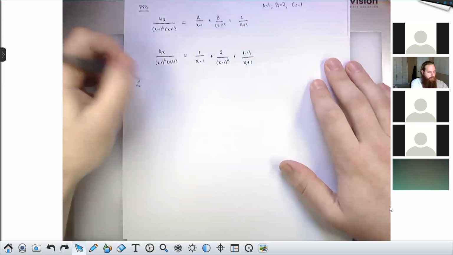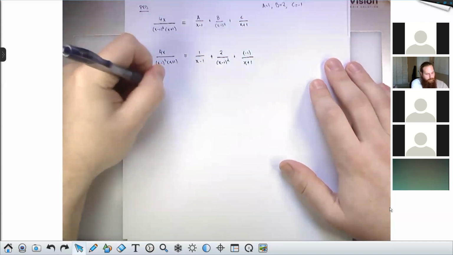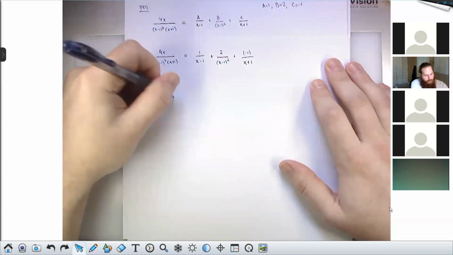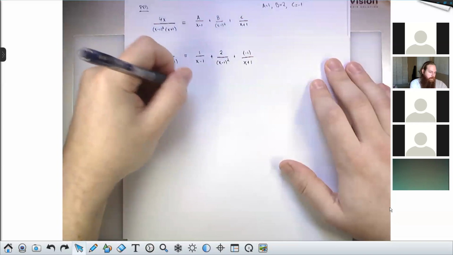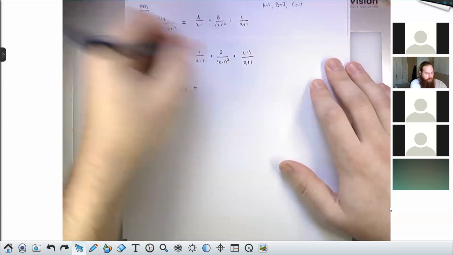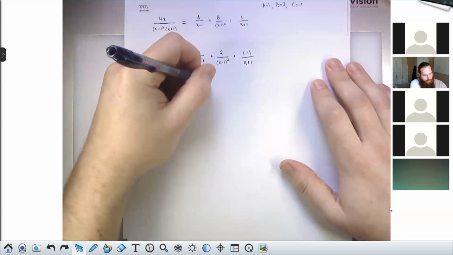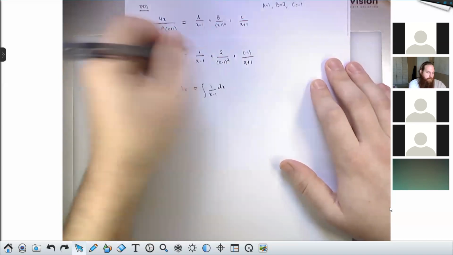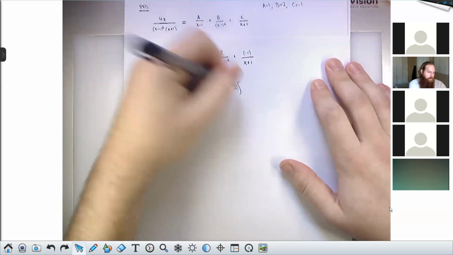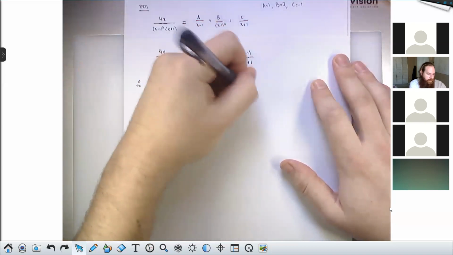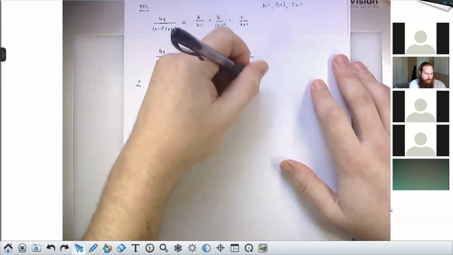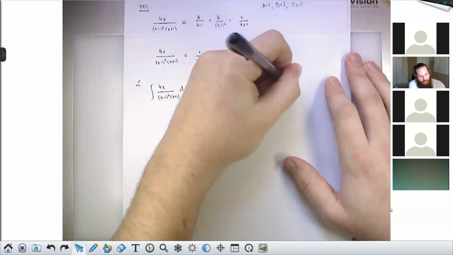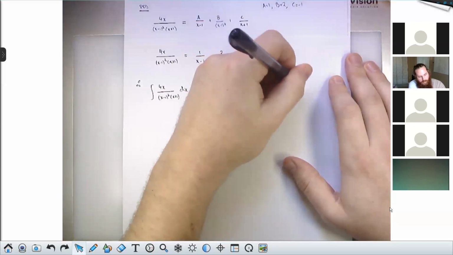Therefore, the integral of 4x over (x minus 1) squared times (x plus 1) is equal to the integral of each of these. This is the integral of 1 over (x minus 1) dx, plus 2 times the integral of 1 over (x minus 1) squared dx, minus the integral of 1 over (x plus 1) dx.